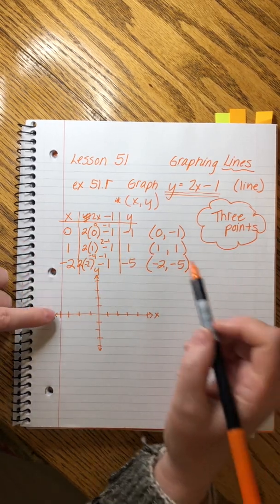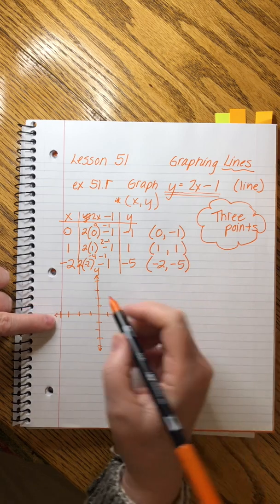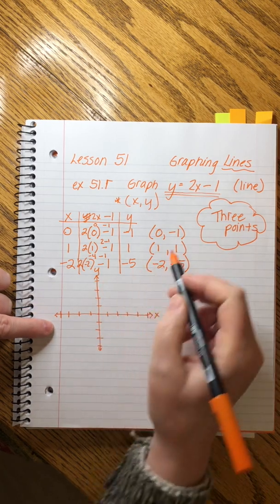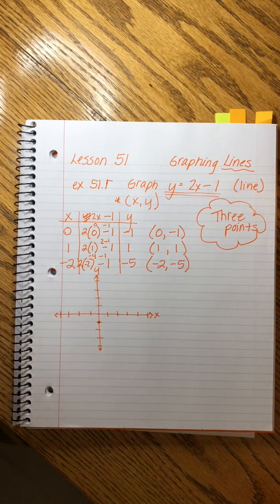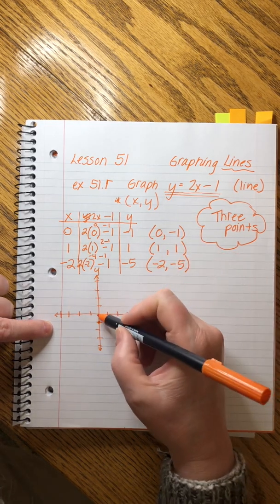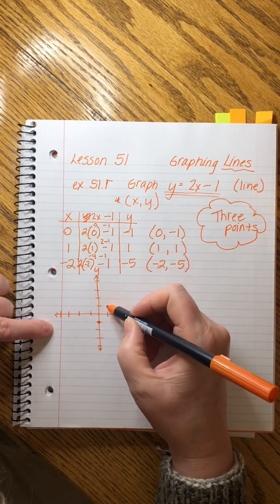And now let's start graphing. 0, -1. Okay, this is 0. And then we want y equals -1, so that's down. So there's the first point. Okay? I'm not going to put the names on these. I'll show you how I'm going to name this in the end. Our second point is 1, 1. So there's 1 and there's 1.